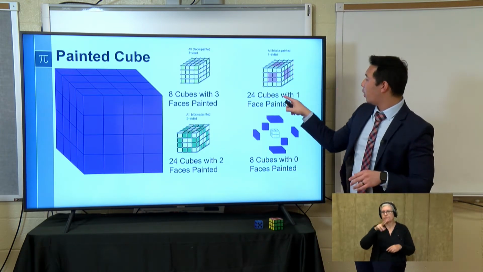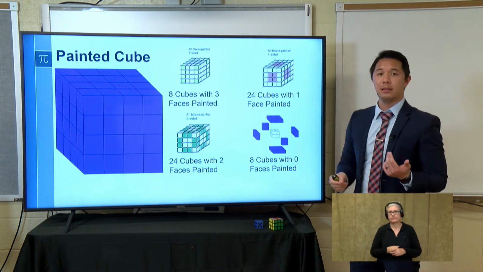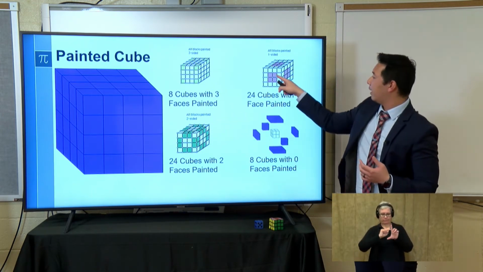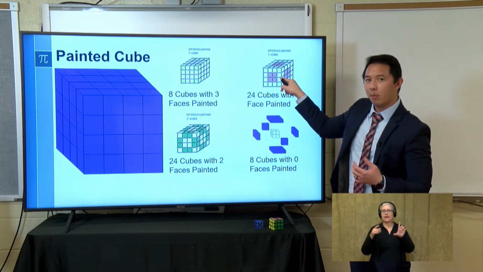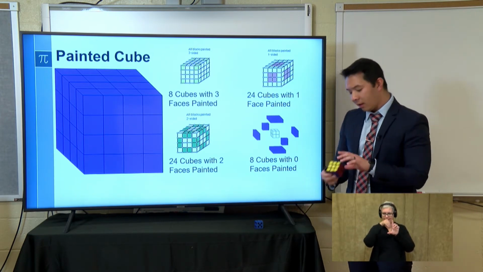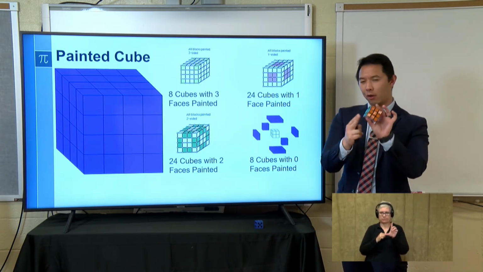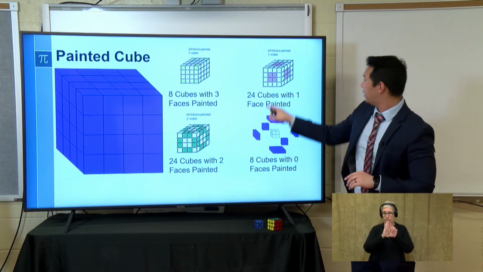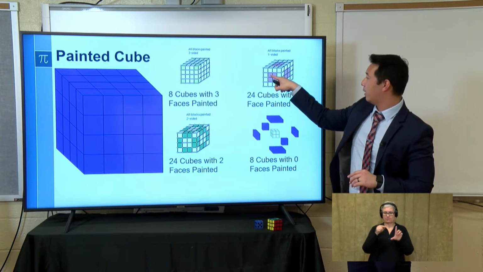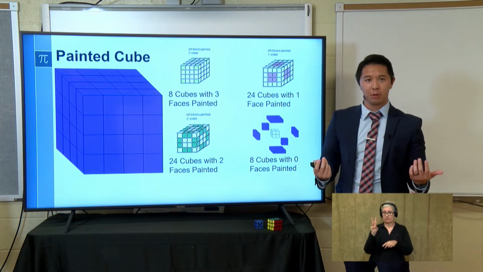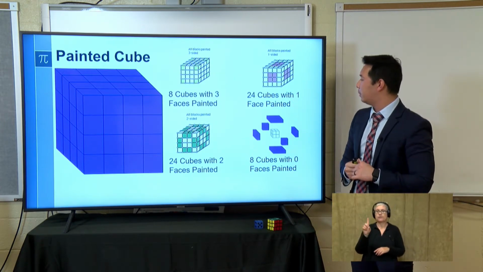When I'm looking at the situation that has just 1 face painted, I remove the corners, I remove the edges, and I'm looking at the square in the middle of each face. And we established earlier that on a cube, we've got 6 of these faces, 6 surfaces. And so in this particular case, I've got a square that has 4 unit cubes. So 4 times 6 is going to give us 24 total cubes that have just 1 face painted.